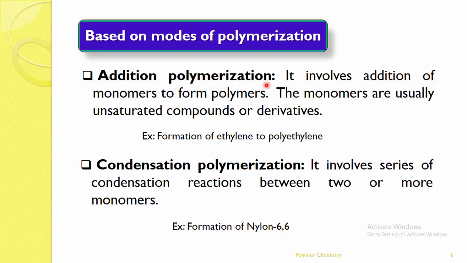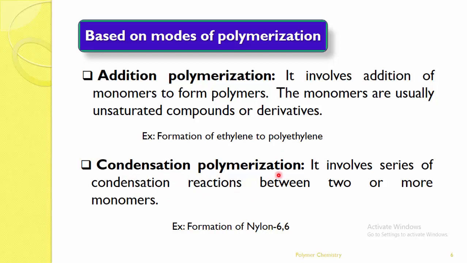Addition polymerization means those polymers involve the addition of monomers to form the polymers. Polymers formed by addition polymerization come under the class of addition polymers. Here the monomers are usually unsaturated compounds or derivatives. Which type of monomers can be used for addition polymerization? Unsaturated compounds or derivatives. Therefore, here we can see the example, the formation of polyethylene from ethylene. This is addition polymerization. So this type of polymer is an example of the addition polymerization class.